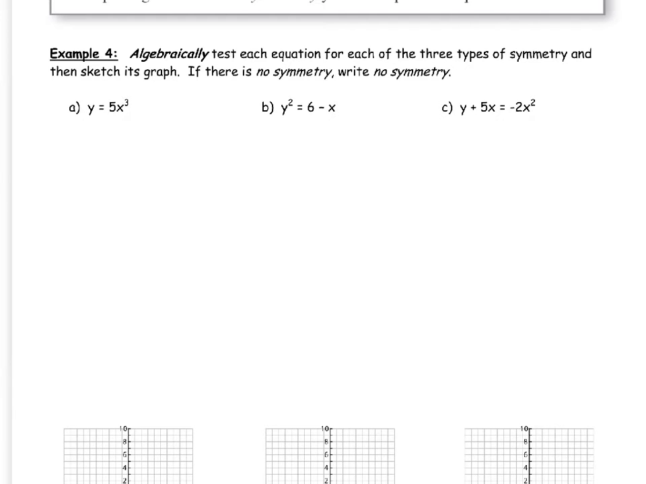Now, if you would try y-axis or origin, you'll notice that you wouldn't produce the same equation. So once I've found a symmetry, we don't have to go further with finding another type of symmetry because a graph will only have one of the three types.